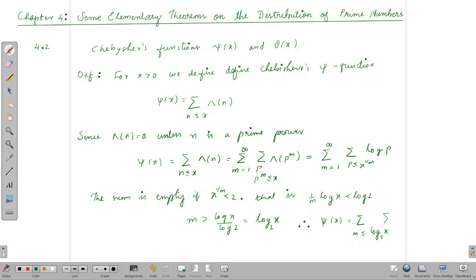Summation over p less than or equal to x raised to 1 by m of log p. So this is a more handy formula for Chebyshev's psi function.